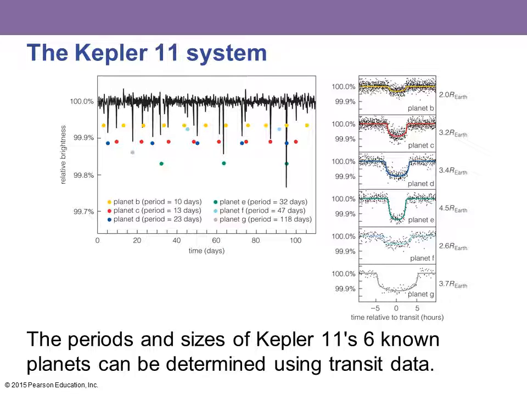Here's a planet, the Kepler-11 system, actually multiple planets in the Kepler-11 system. By looking at the transit data, we can see that there are planets of varying sizes moving around this particular star, and it's all been done with the transit method.